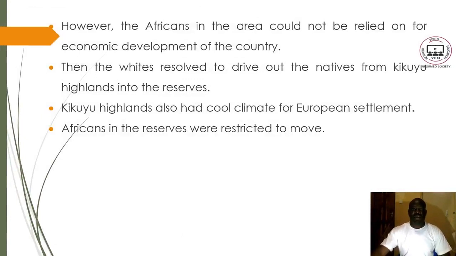With that economic potential, the Africans in the area could not be relied on for economic development of the country. Much as the Kikuyu had that economic potential, the Africans who owned and occupied that land could not be trusted for economic development. Then the whites resolved to drive the natives out of the Kikuyu highlands into the reserves. The whites wanted that fertile land to maximize it, but it was in the hands of primitive people, who could not do anything with that land. So the whites resolved to drive them out and put them somewhere in the reserves.